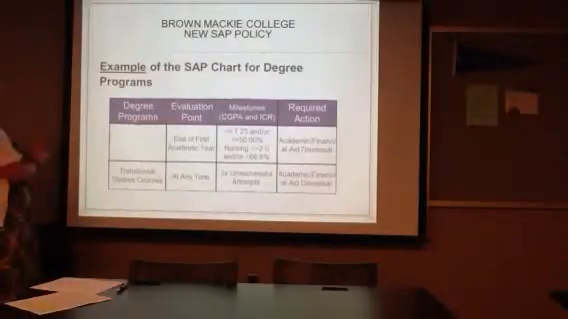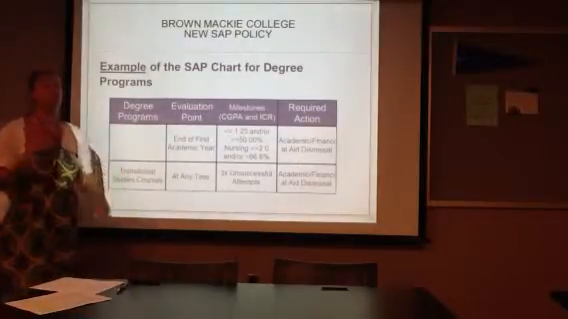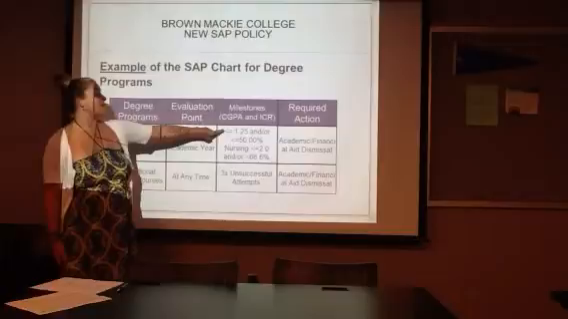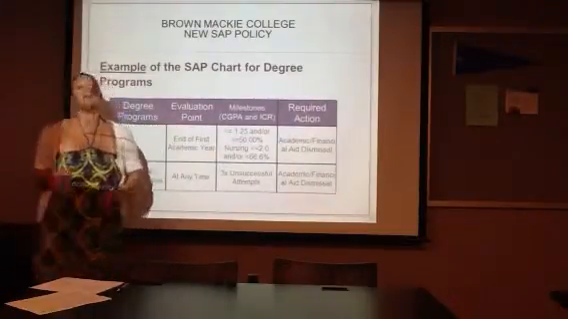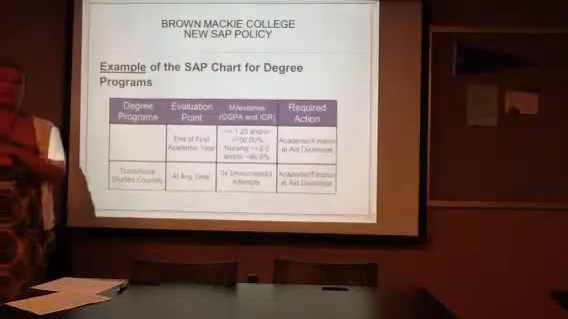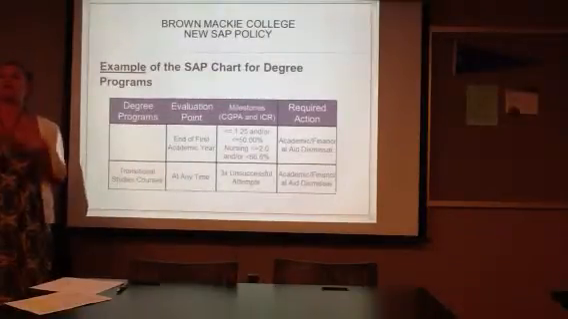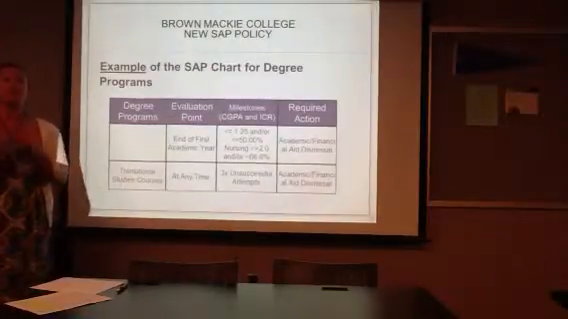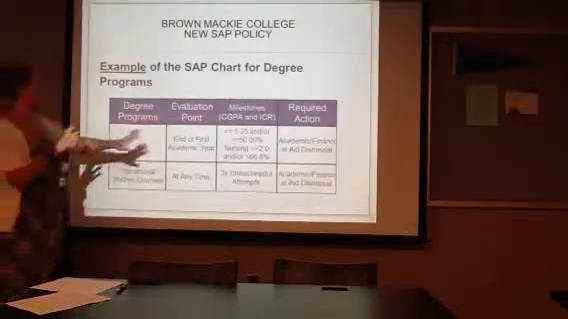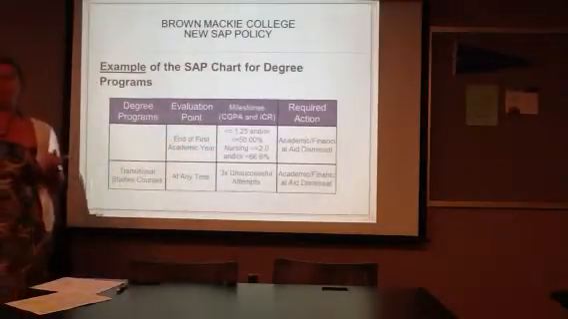All right. For degree programs, which is your associate's degree or bachelor's degree, at the end of the first academic year, which is 9 months, you have to be at a 1.25 GPA and 50% ICR. The only group of students that this is different for are nursing students. It used to be different for our OTA students and our Surg Tech students. Now the only people that this is different for is nursing. That's a change in the SAP policy.